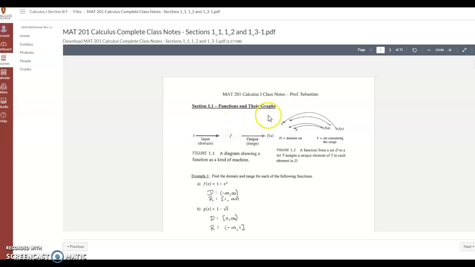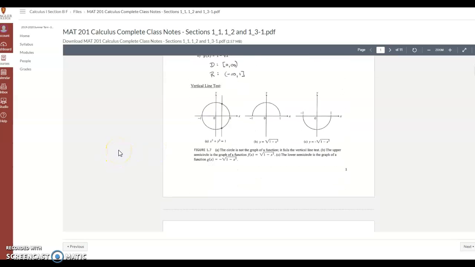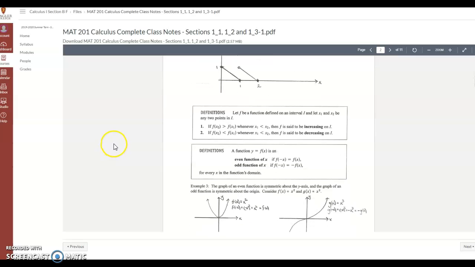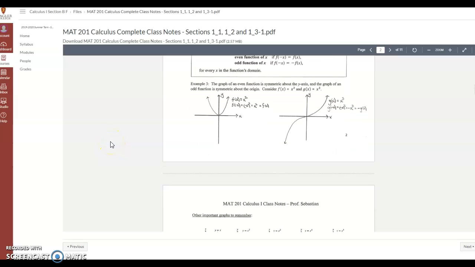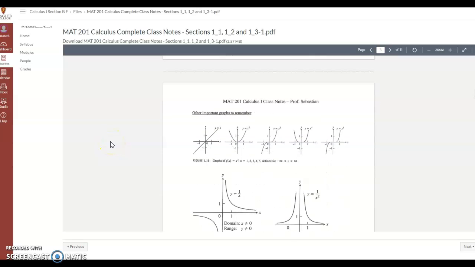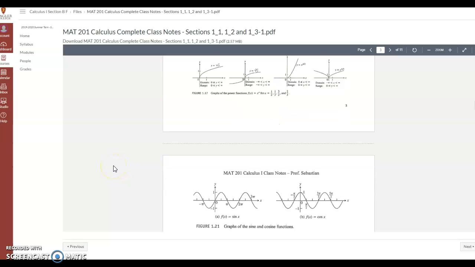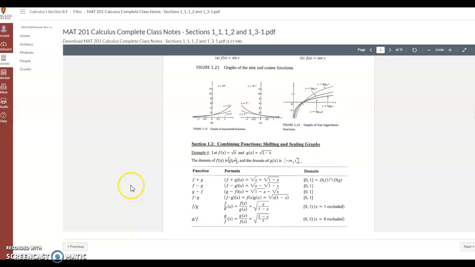In section 1.1, we're talking about functions and their graphs, understanding domain and range, vertical line tests for functions, understanding what a piecewise defined function is, increasing and decreasing functions, even and odd functions, and certain graphs that you should quickly know what they look like in your head. Really important to understand when we're talking about calculus later. Some trig functions, the sine and cosine, of course.